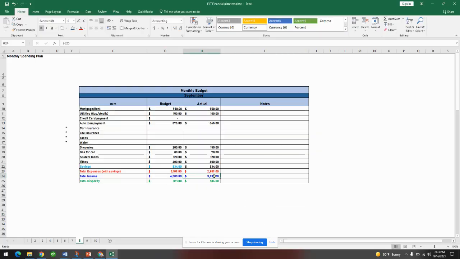We're going to change that over here too because that's how much you actually... no, this is supposed to be 3625. My apologies, because that's our budget amount, but we're saying that over here $4,000 is how much you actually made that month. Now look at your disparity. You were able to decrease your expenses, so your expenses came to 2,989, but you were able to increase your income for the month. Your income was $4,000.